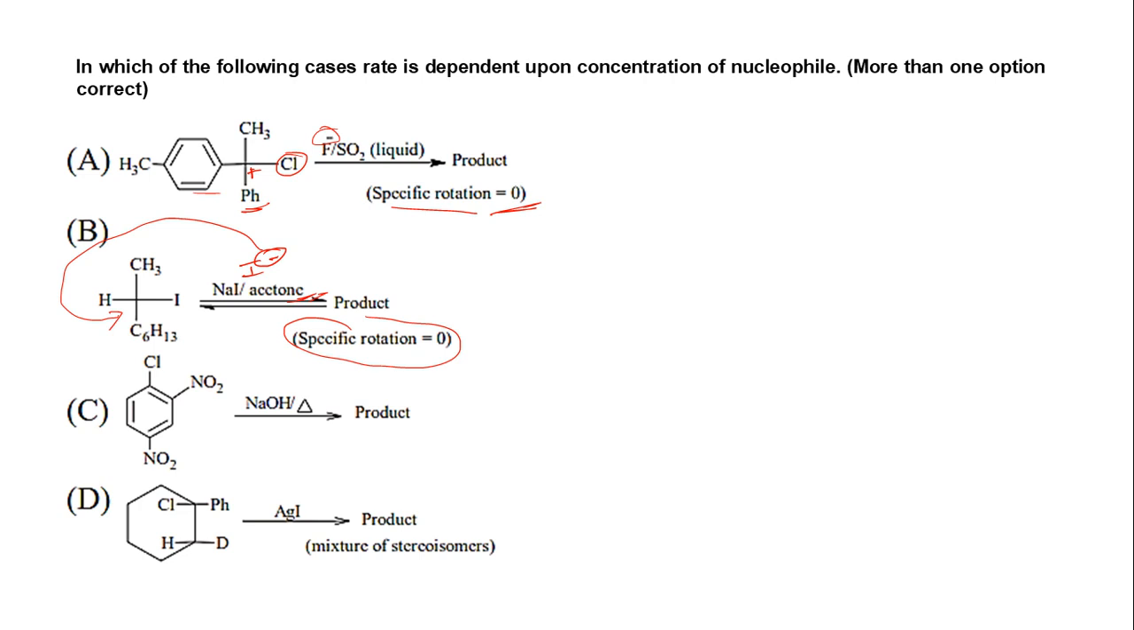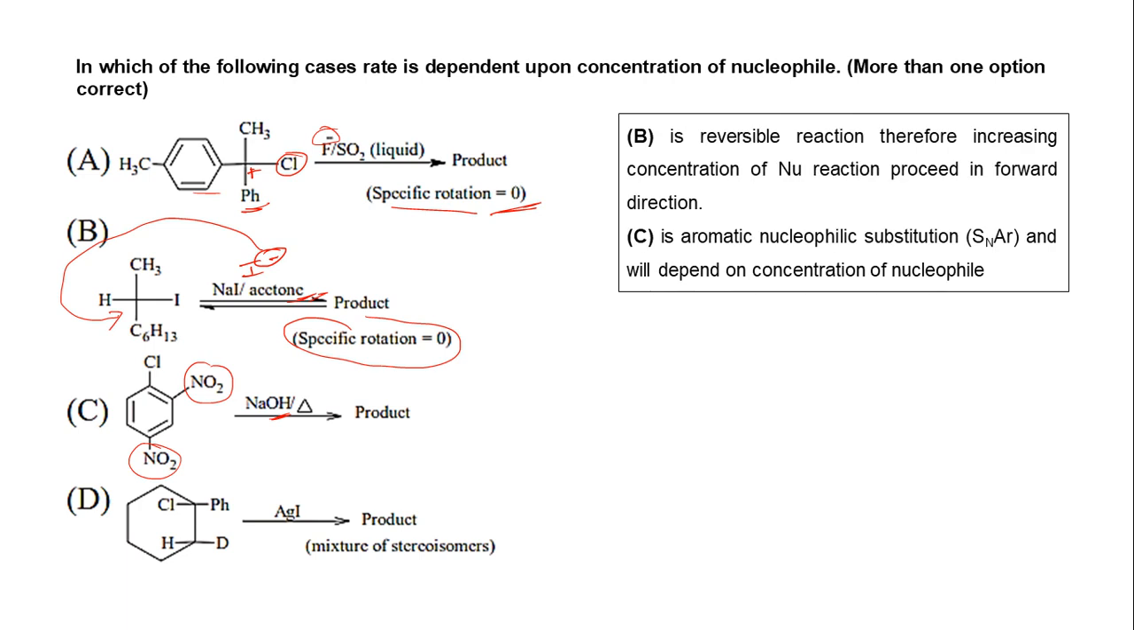Then reaction C, this is an example of nucleophilic aromatic substitution because two strong electron withdrawing groups are present. Now Cl minus will be attacked by the HO minus nucleophile, and in this case also, that is nucleophilic aromatic substitution, the rate determining step is the nucleophile attack. That step is rate determining. So this should also be a correct option.